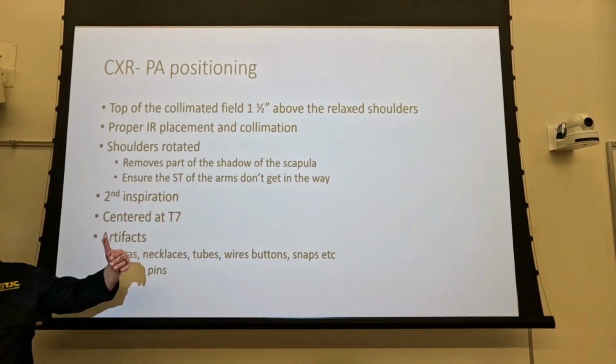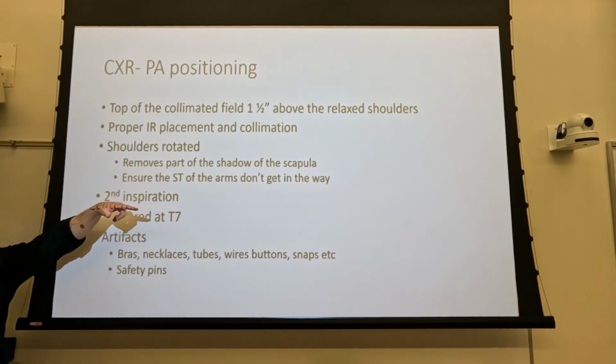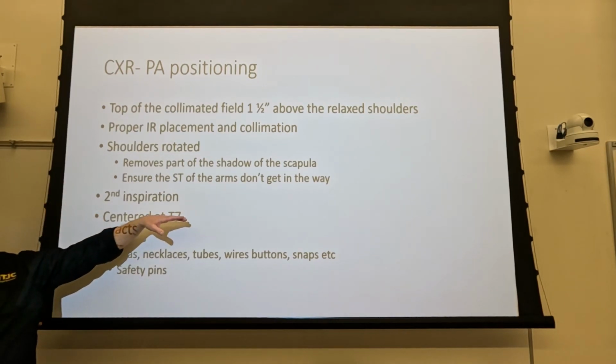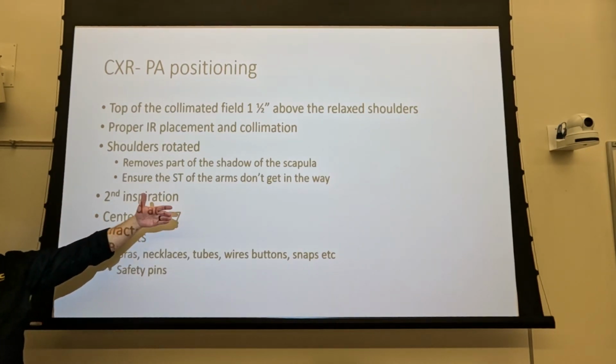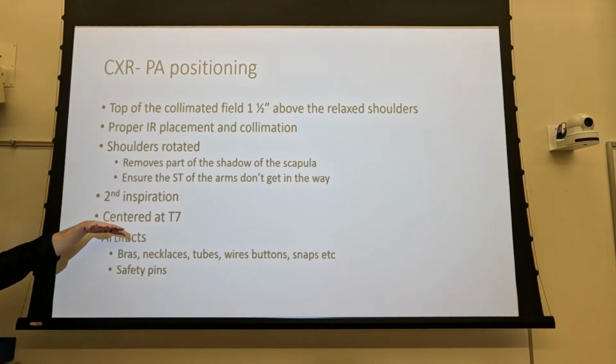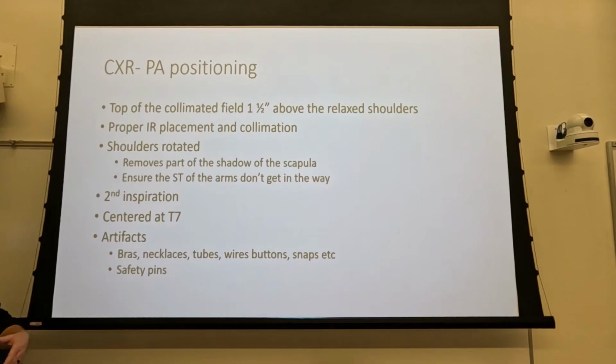So, you know, the textbook positioning, an inch and a half above the relaxed shoulders is good. Centered T7, which is the bottom of the scapula, right? Now you can't really see exactly where the bottom of the scapula is unless the patient's very, very small, but you have to have that in mind for the registry. So centered T7, all your chest x-rays with the exception of the lordotic is going to be positioned T7, so you just file that away, T7.